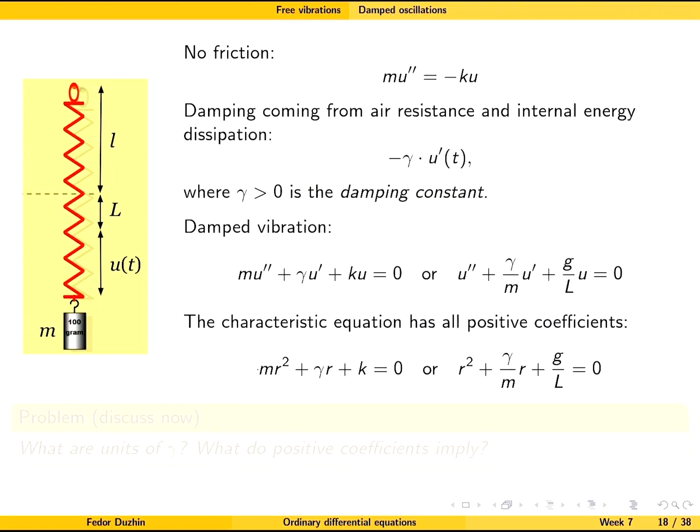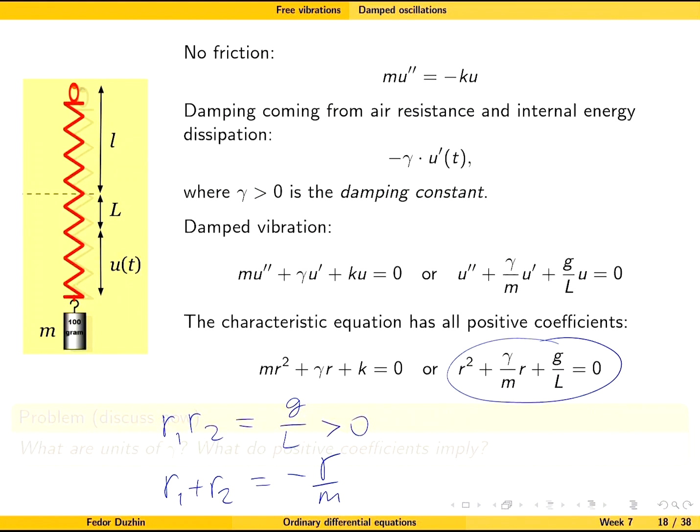Now, if a second order differential equation has all positive coefficients, what does it mean? This means that the sum of the two roots, that's the product of the two roots, is going to be a positive number, which means that these two roots are either real numbers with the same sign, or they may be complex numbers. And the sum of the two roots is minus gamma over m, which is a negative number.